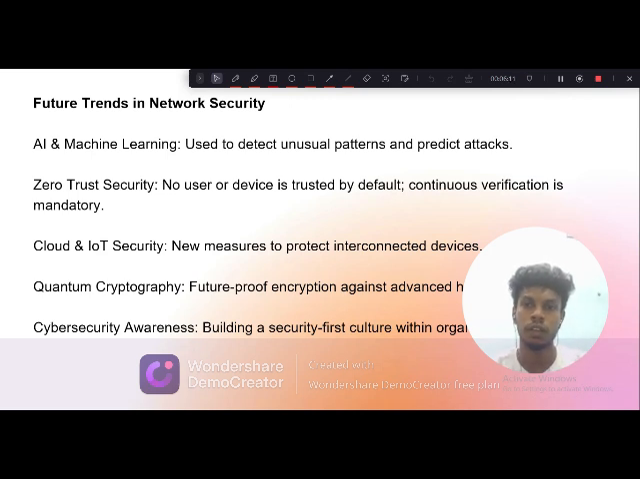And the future trends in network security: AI and machine learning are now used to detect unusual activity and respond automatically. Zero trust security means never trusting anyone by default, even inside the network. And next, cloud and IoT devices are bringing new challenges and need stronger protection. Quantum cryptography may be the future of unbreakable encryption, but most importantly, building a culture of cybersecurity awareness is the key.